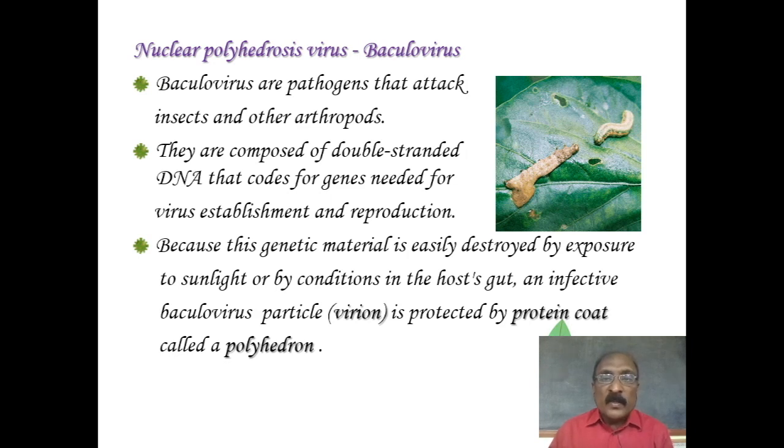Coming to the nuclear polyhedrosis viruses, the example is baculovirus. Baculoviruses are pathogens that attack insects and other arthropods. They are composed of double stranded DNA that codes for the genes needed for virus establishment and replication. Because this genetic material is easily destroyed by exposure to sunlight or by conditions in the host gut, an effective baculovirus particle, that is a virion, is protected by a protein coat called polyhedron.